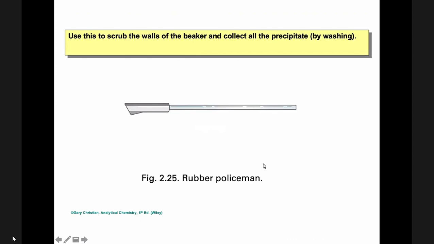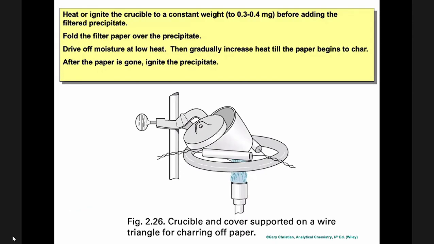Now this rubber policeman is used to scrub the walls of the beaker and collect all the precipitate by washing. And this is how to ignite the crucible constantly before adding the filter precipitate. So again, you fold the filter paper over the precipitate, then drive off the moisture at low heat.